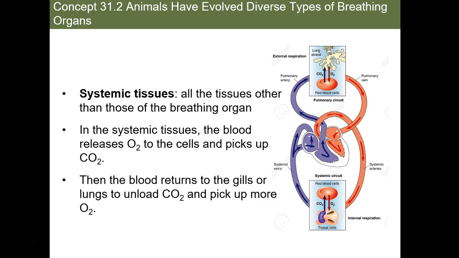Systemic tissues are all the tissues other than those of the breathing organ. In the systemic tissues, the blood releases oxygen to the cells and picks up carbon dioxide. The blood returns to the gills or the lungs to unload the carbon dioxide and pick up more oxygen.